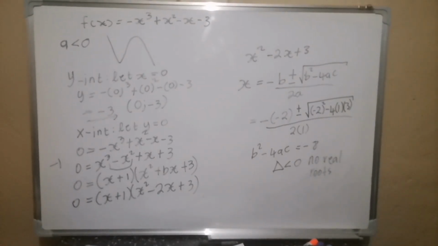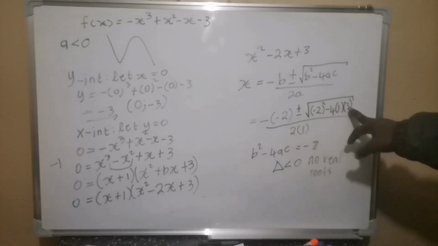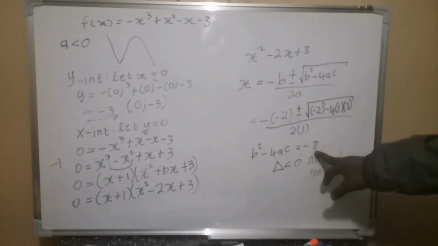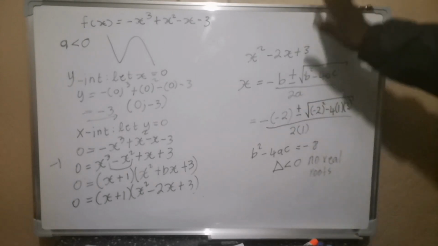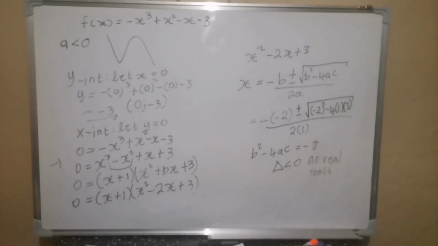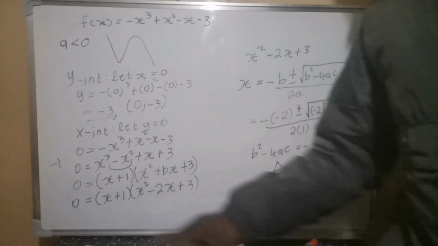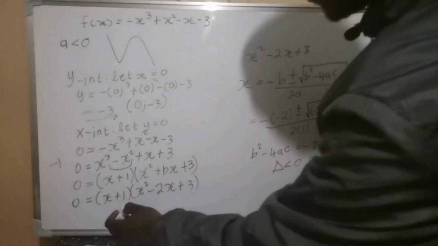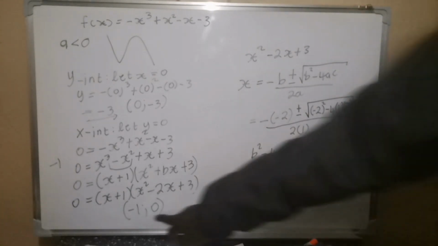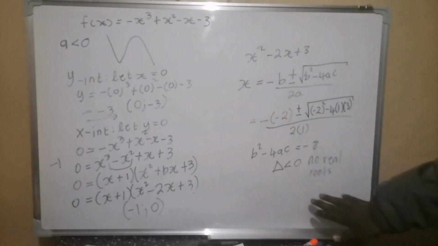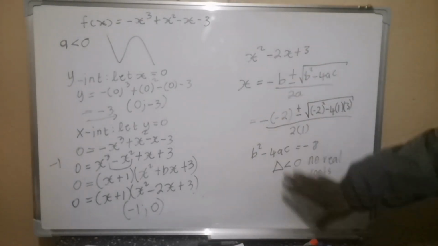So guys, when I put in my delta, negative 2 squared minus 4 times 3, it gives me negative 8. That means negative 8 is smaller than 0. That means there are no real roots for this quadratic equation. So there are no factors basically for x squared minus 2x plus 3. That means you must leave it like that with no factors. There's only one factor for this one, which is the x-intercept coordinates of -1 and 0. But for this one, there are no factors.